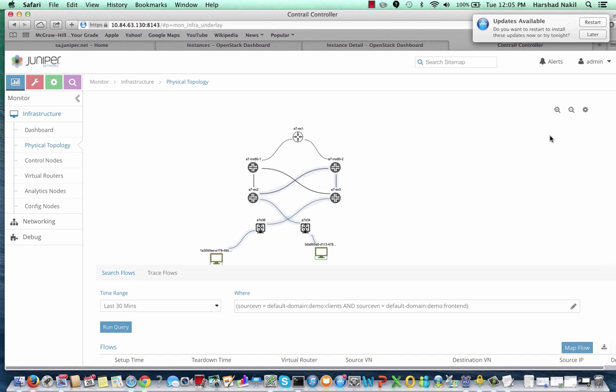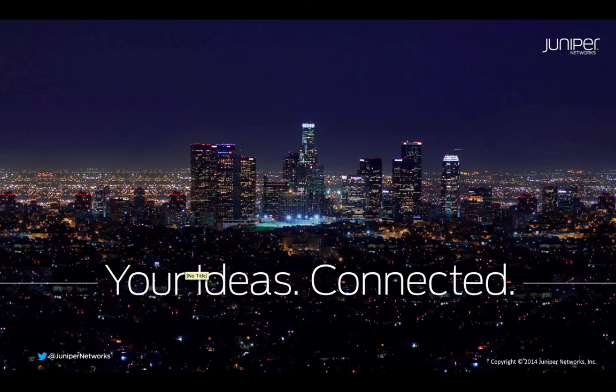This concludes our demo. It is possible to build other applications as well on top of the REST APIs offered by the Contrail Analytics platform, and this is one small example of what is possible. Thank you for your attention.